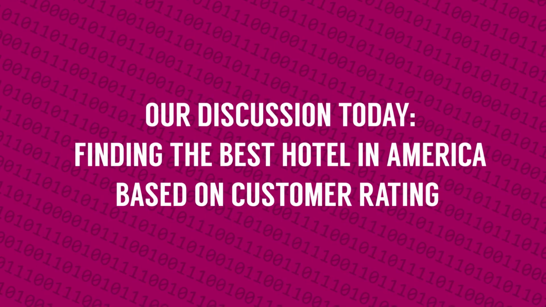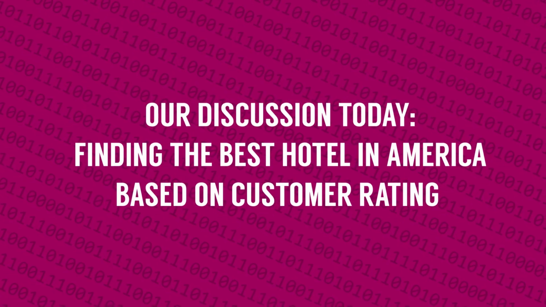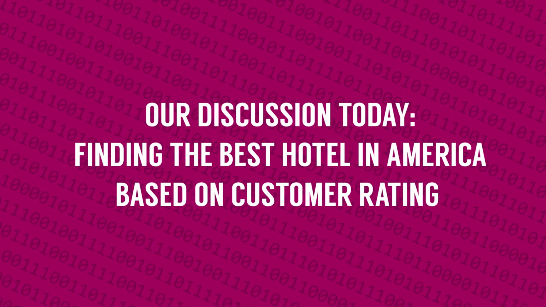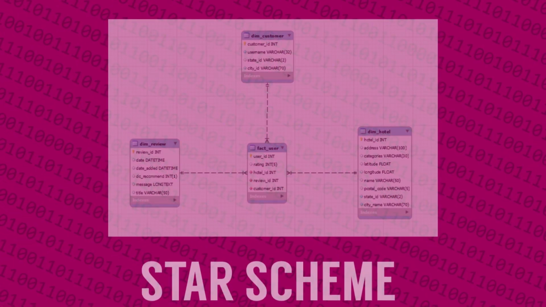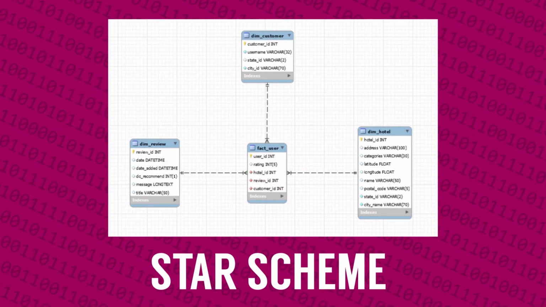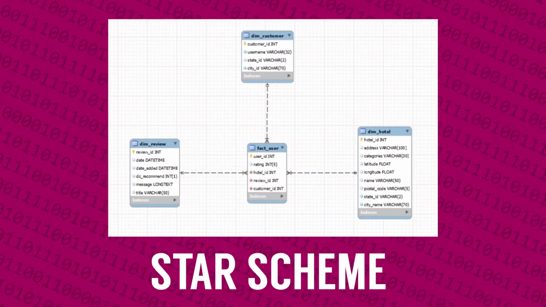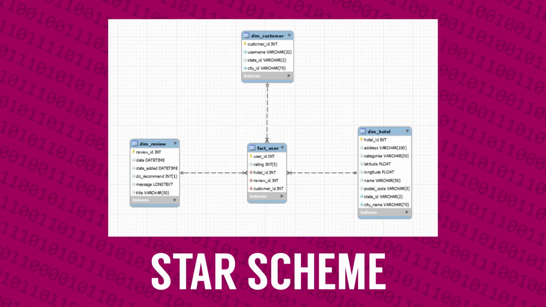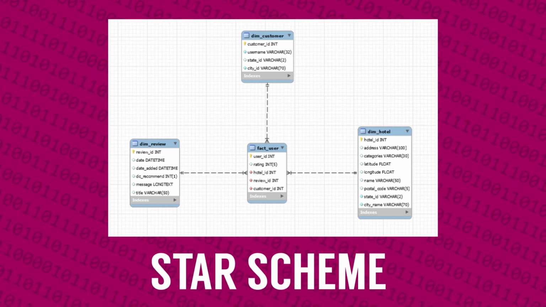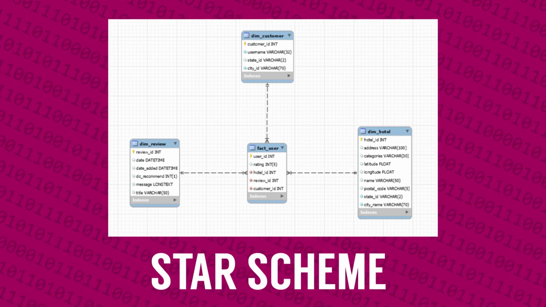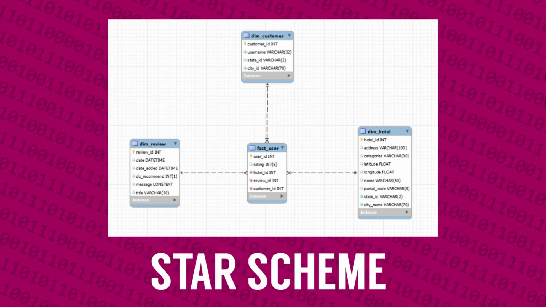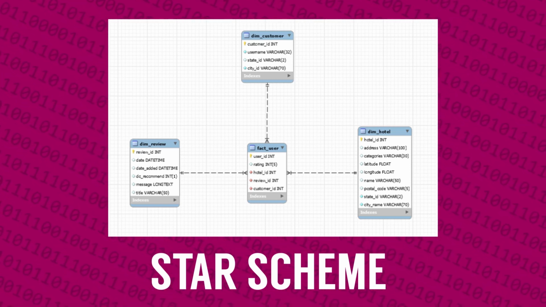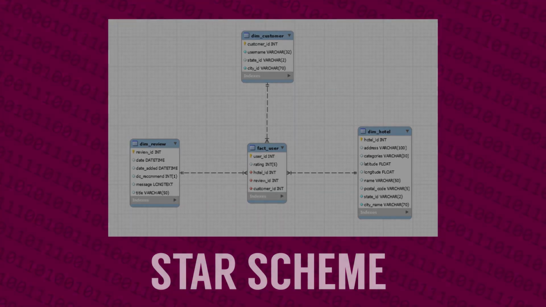Today's discussion is about determining which hotel in America has the highest average rating from its customers. In our problem, we are using the star schema, because the user table is the fact table: the user table has the attribute rating as the measurement, and around this table there are the review, customer, and hotel tables as dimension tables.